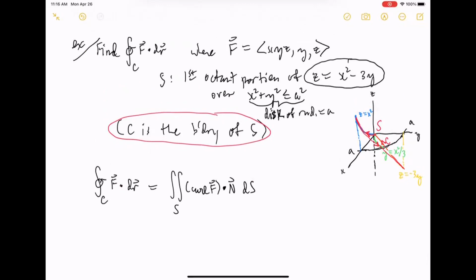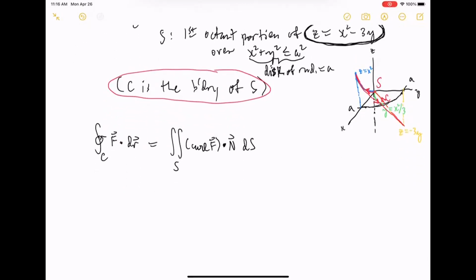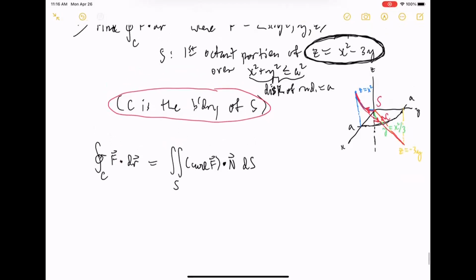Now remember that we have our surface looking like this, and I want the upward oriented normal. So remember, how do we get the upward oriented normal? Do you remember? If I have the equation of the surface in hand, z equal to x squared minus 3y, how do I get the upward oriented normal? We created a function of 3 variables. We subtracted things over: z minus x squared plus 3y.